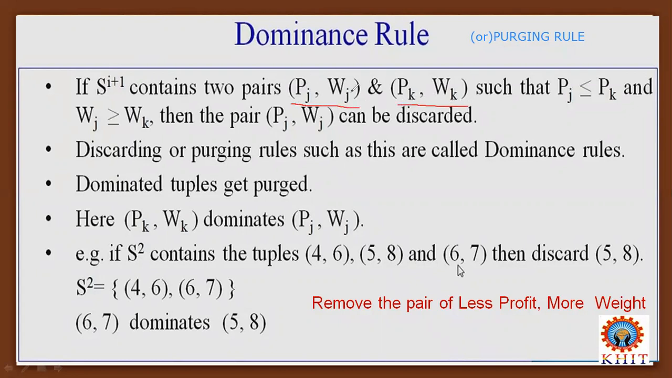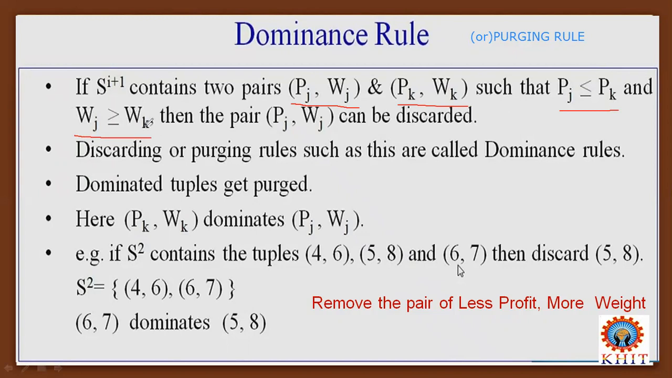Observe that PJ, WJ stands for the profit of item J and weight of item J, and PK, WK for the profit and weight of item K. Assume that these are two consecutive pairs, satisfying one condition: the profit of J is less than or equal to the profit of K, and the weight of J is greater than or equal to the weight of K.